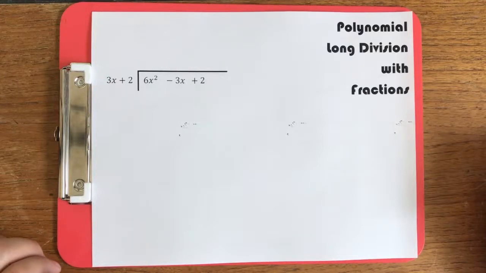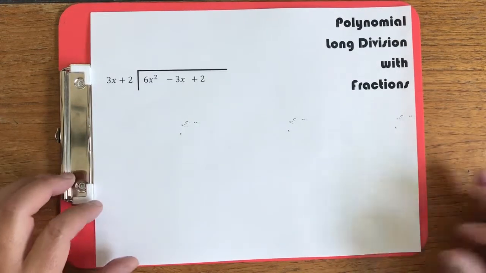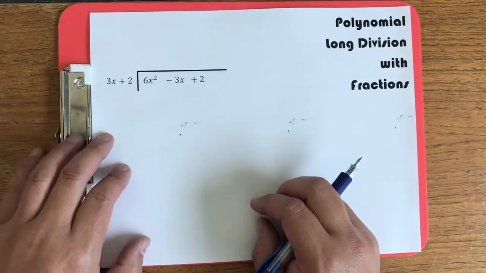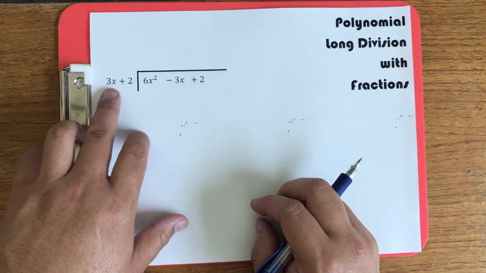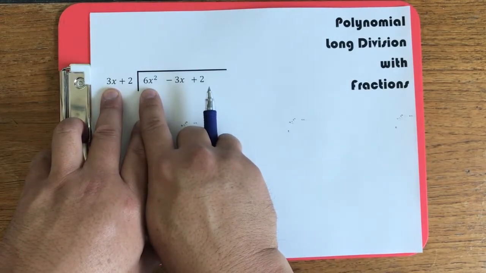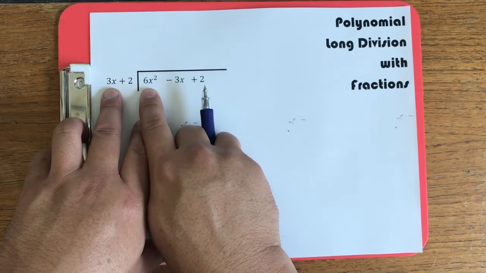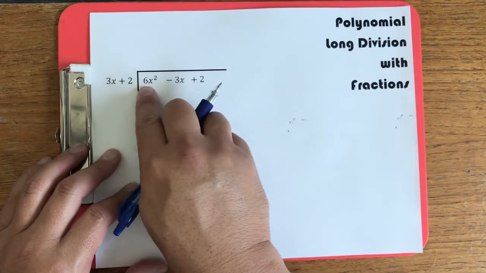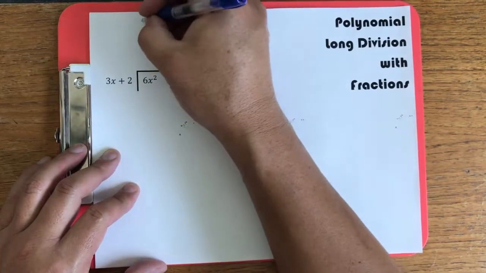In this video, we're going to work on trying to do polynomial long division where you may have fractions in the answer. Now, let's look at this long division problem. Normally when you try to solve this problem, the question you ask yourself is, what do I multiply this first term with so that I'll get that term? Another way of looking at this problem is to say, what is this term divided by that term?